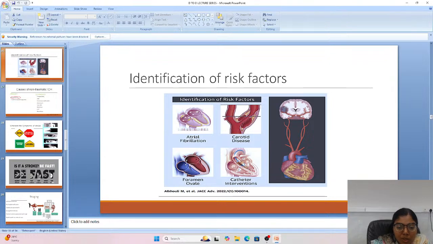Then we need to do CT imaging to look for the status of the carotid arteries, then echo to look for the patent foramen ovale, and also this is the catheter intervention.